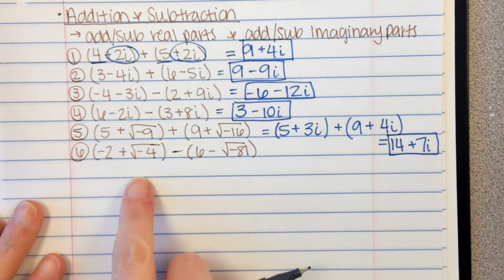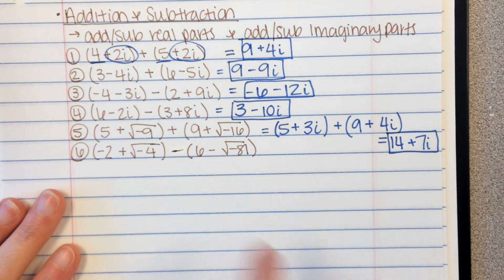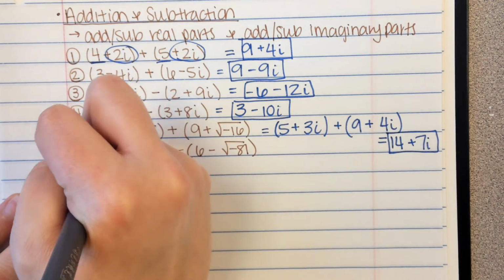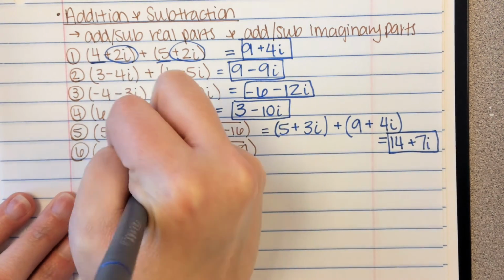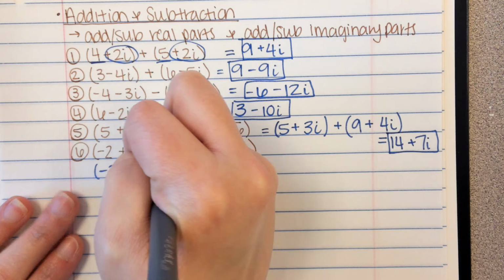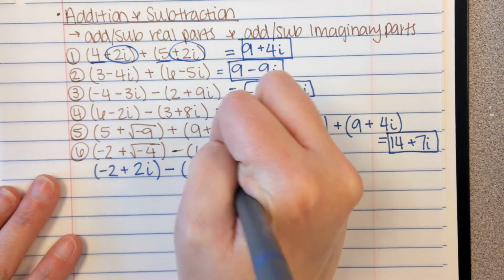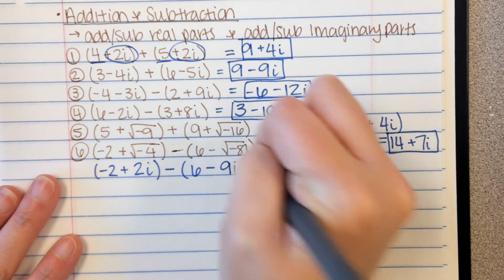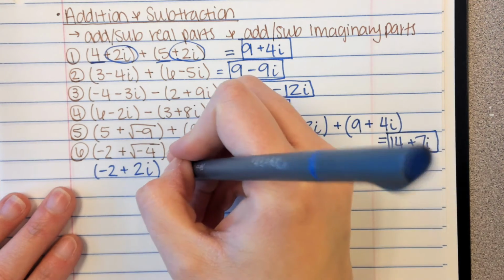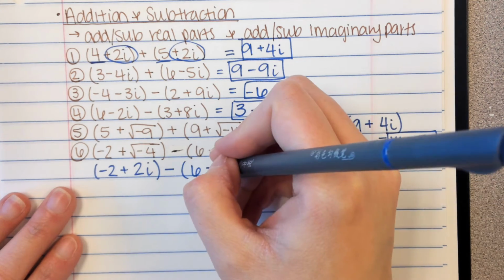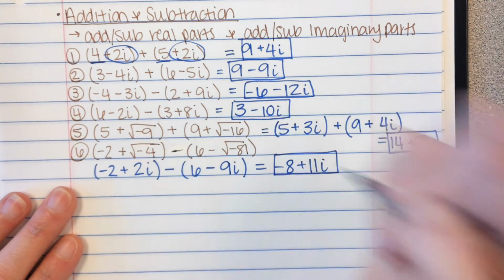Okay. Now, number 6, we're doing the exact same thing. It's just subtraction. So we've got negative 2 plus the square root of 4 is 2. Get rid of the negative and the square root by changing it to I. And then we have 6 minus the square root of 81 is 9, and we bring down our I. And now we're going to subtract. Negative 2 minus 6 is negative 8. 2I minus negative 9I, minus a negative is plus, so that's plus 11I, and there's your final answer.